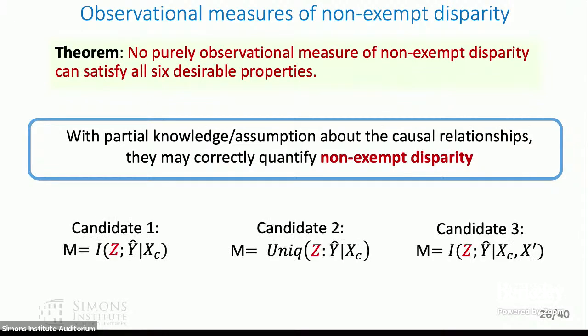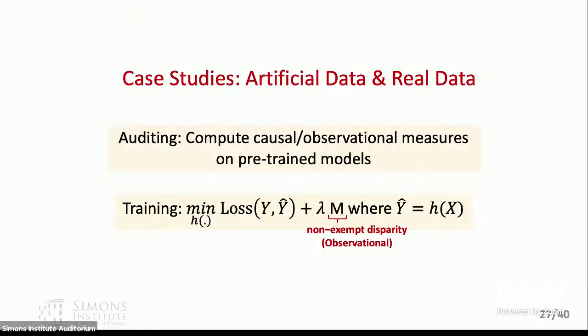So these are some observational measures that we could use potentially for scenarios where the causal latent structure is not known. I've already talked about mutual information and unique information. And this is a more heuristic kind of mutual information where, if you have partial knowledge about some random variables, you could choose to condition on some more random variables than the critical feature. And then we have some case studies for auditing as well as training, where we use these observational measures of non-exempt disparity.